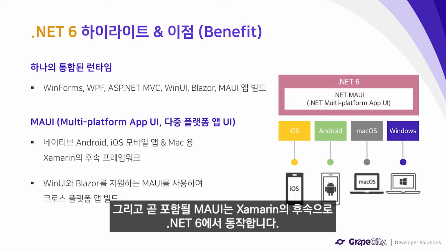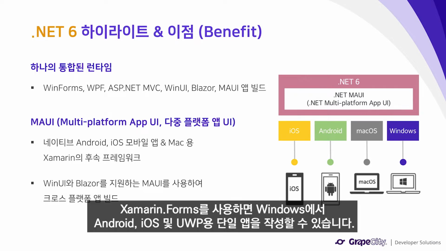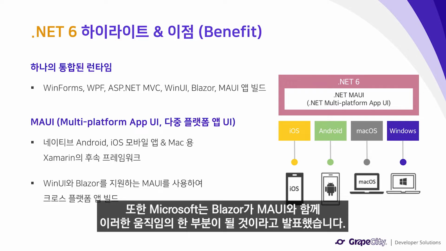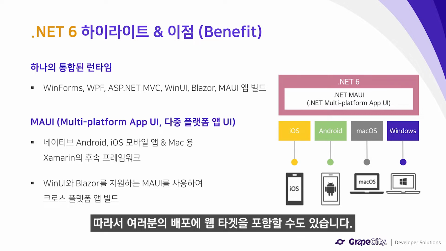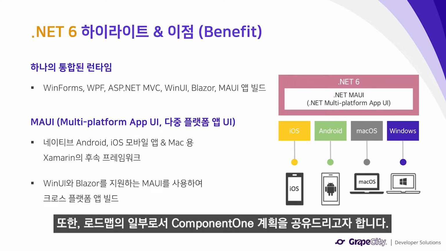And with the upcoming inclusion of Maui, which will be the successor to Xamarin and run on .NET 6, it will bring in mobile development for Mac and iOS and Android devices. With Xamarin Forms, you could write a single app for Android, iOS, and UWP on Windows. And Maui is essentially the same as Xamarin Forms for that cross-platform, single application model approach. Plus, Microsoft announced that Blazor will be part of the action here with Maui. So you could also include a web target in your deployment. Maui is still in preview, but it should be in production early next year. And I'll also share the ComponentOne plans at the end as part of our roadmap.